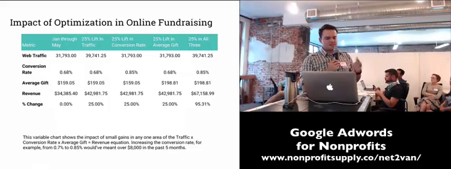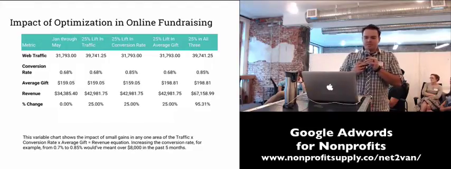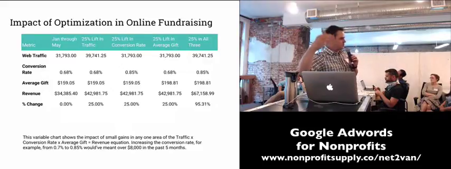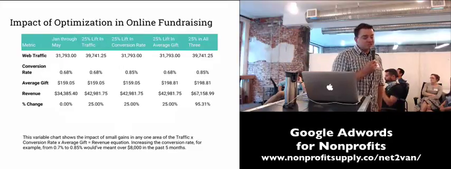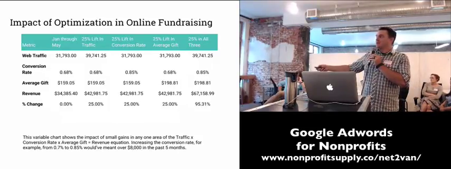So they averaged about 6,000 visitors a month, which is a little higher than most of our clients actually. And we showed them if you can just increase traffic 25% or conversion 25% or average gift, this is what it means to your bottom line. The one that we highlighted for them, because their donation experience is atrocious, was conversion rate. So it's not what we're talking about tonight, but it is important.